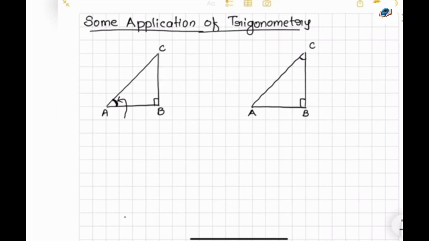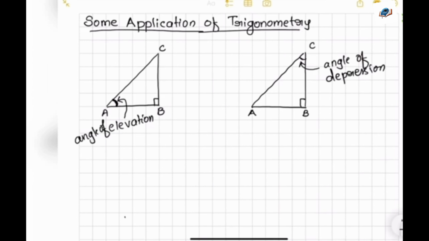But if he is standing on the height or top of the tower and he is watching something on the ground, then it becomes angle of depression. And the line he sees, that is the hypotenuse, will always be the line of sight. So these two are lines of sight.